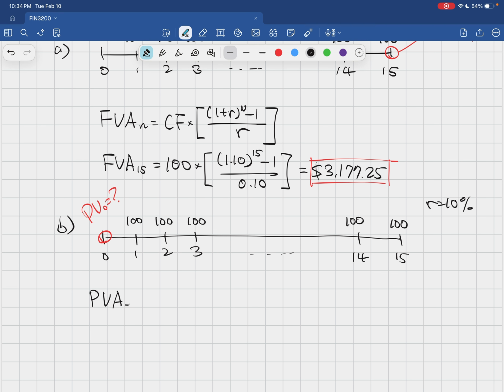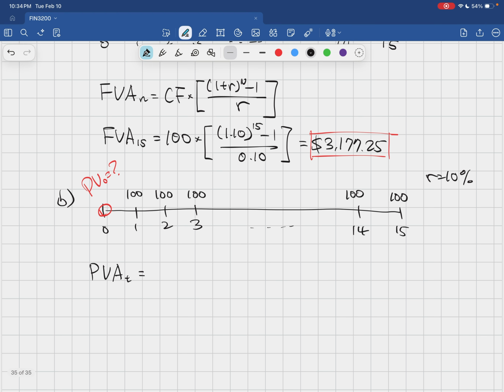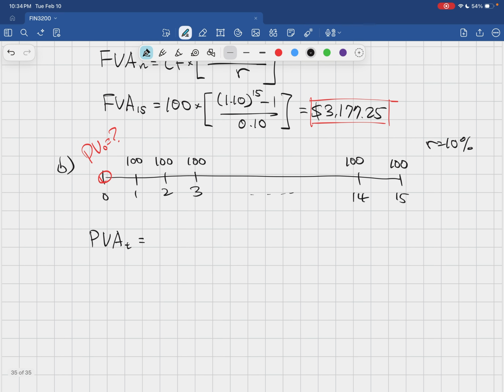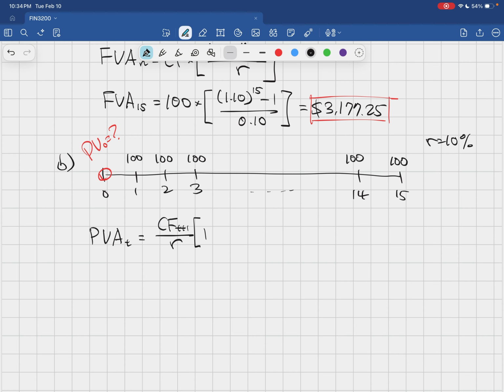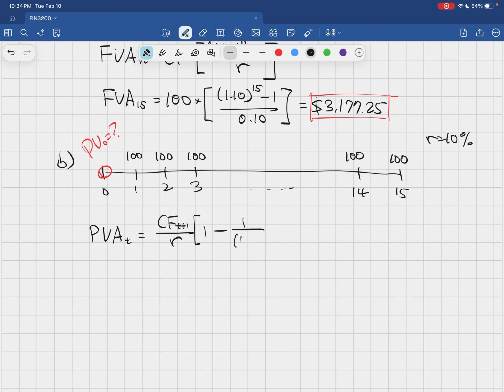Okay? So I'll use the precise formula. PVA as of time t is equal to cash flow times 1 over r. Again, the subscripts are just time indicators. Okay? So we're just keeping track of time. You don't do anything in terms of the calculation when it comes to subscripts.